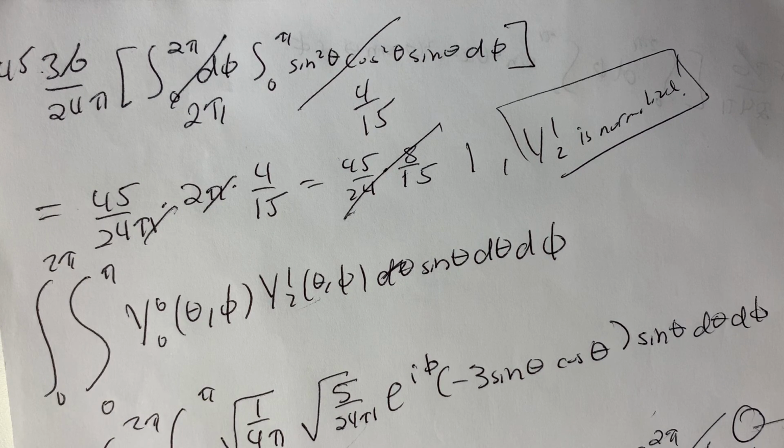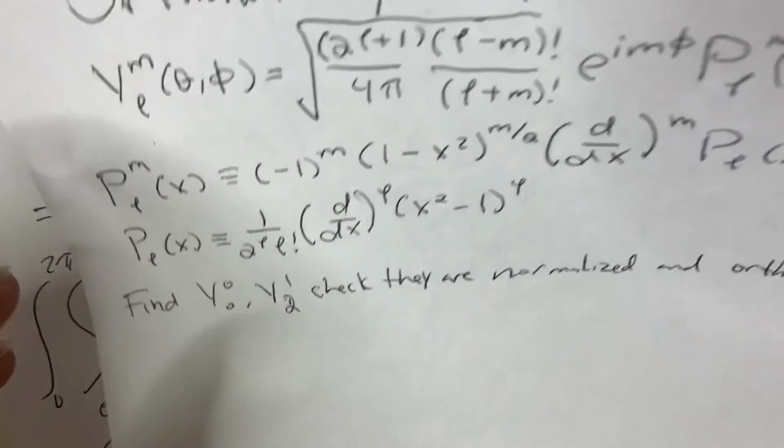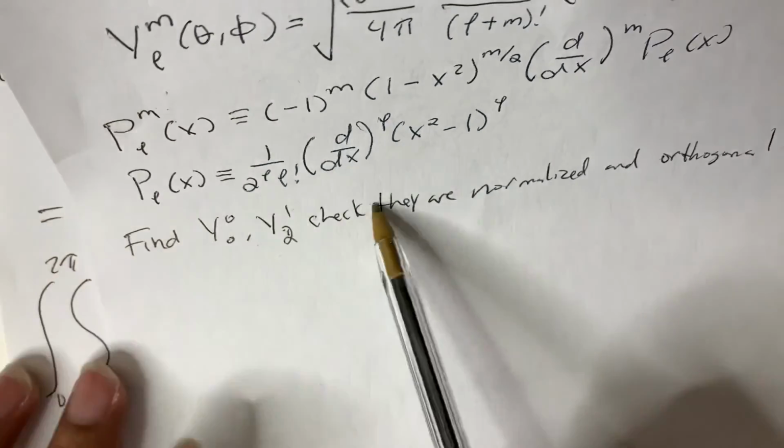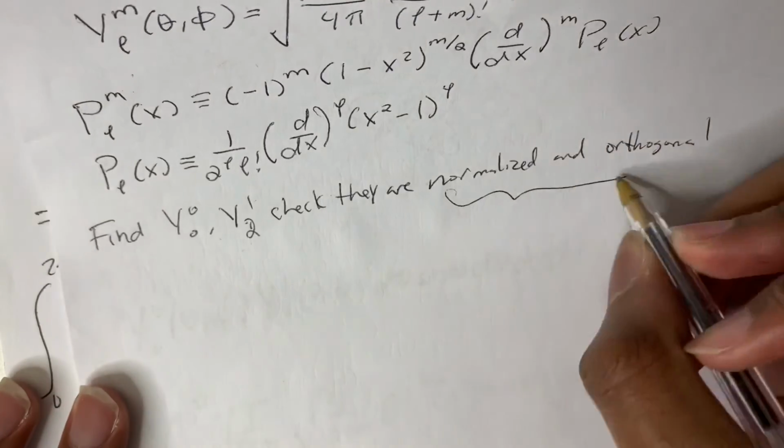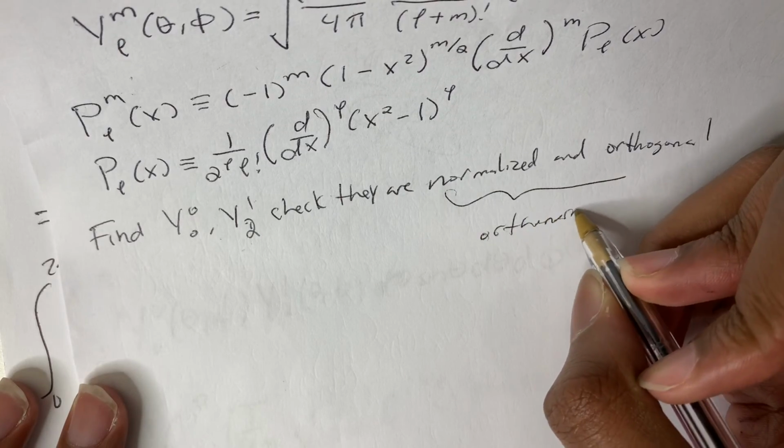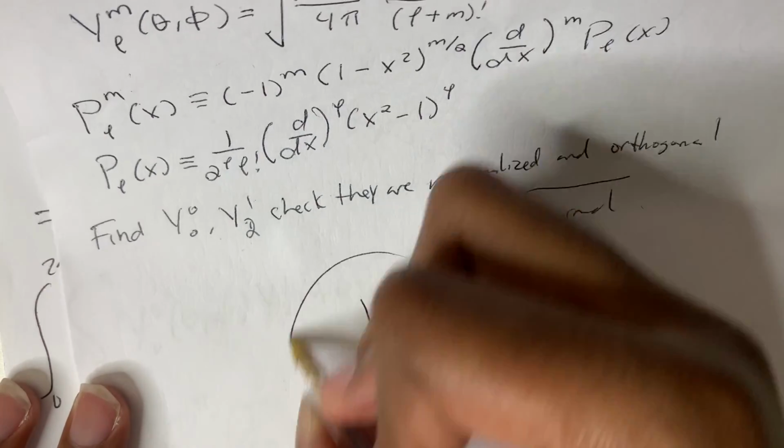So we have just shown that y naught and y12 are normalized and orthogonal, i.e. orthonormal.